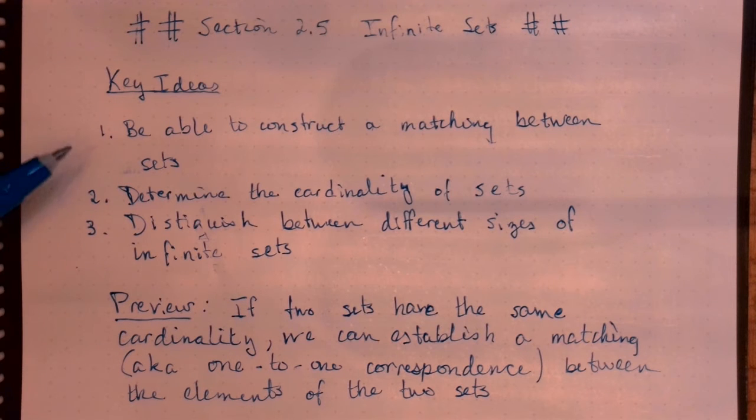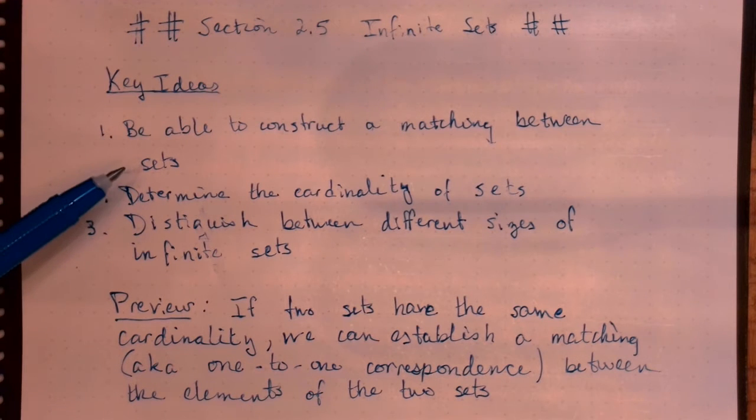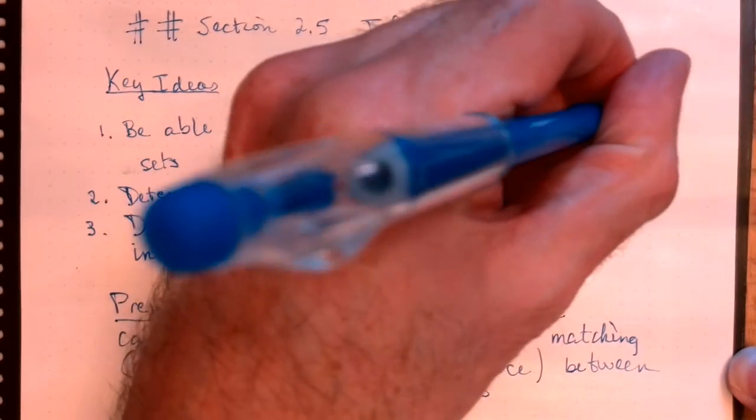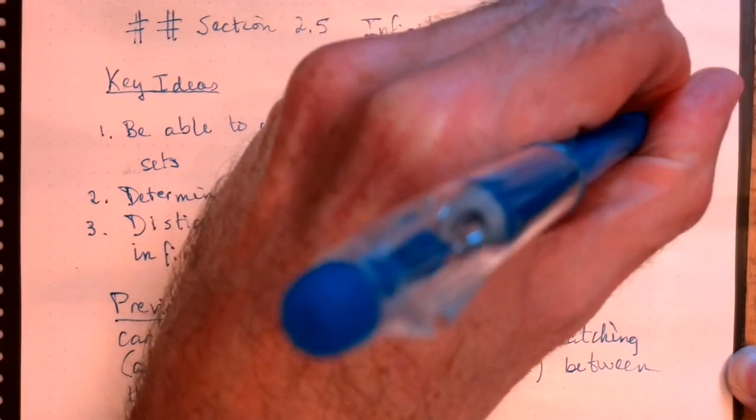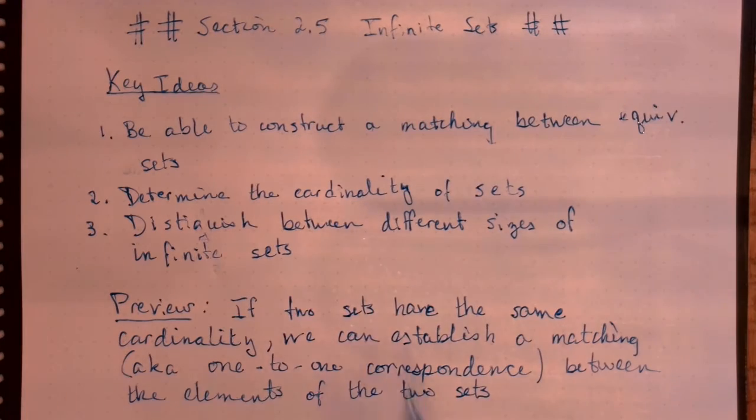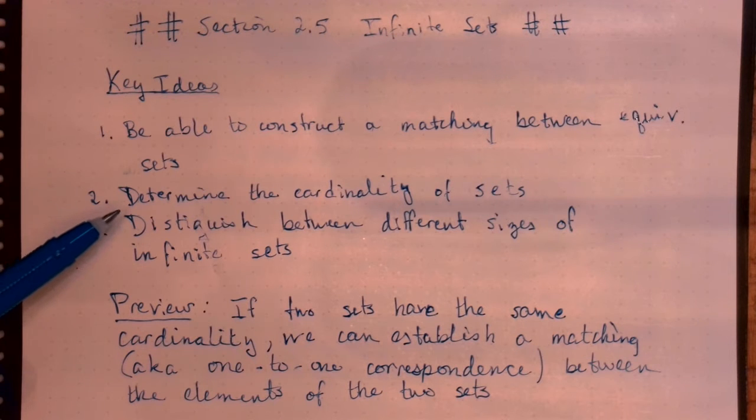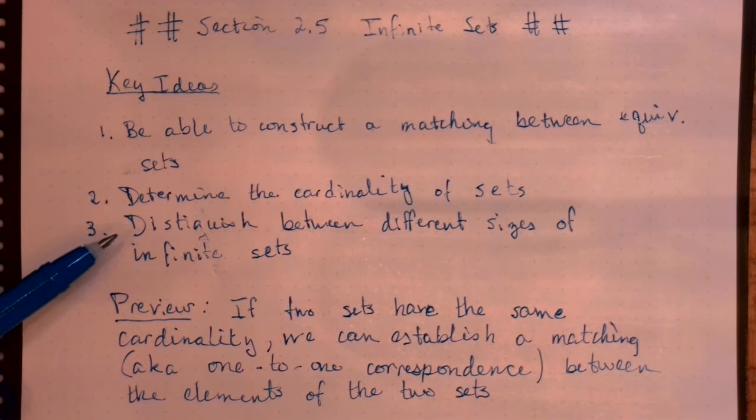So the key ideas, or the things that you will need to be able to do by the time we finish this section, are: you should be able to construct a matching between two equivalent sets. We'll talk about some examples of that in this video. You should also be able to determine the cardinality of finite sets, which you should already be able to do. We'll also talk about the cardinality of infinite sets, and a related idea is being able to distinguish between the different sizes of infinite sets.